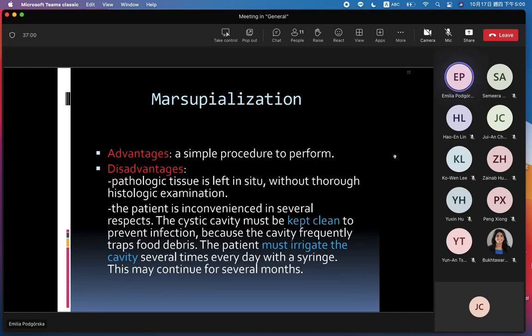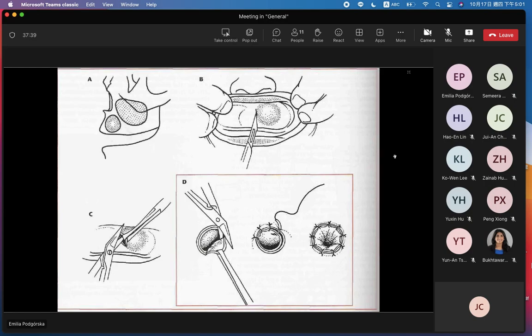It is a simple procedure to perform, but it has some disadvantages, like pathological tissue is left in situ without thorough histological examination. The patient is inconvenienced in several respects. The cystic cavity must be kept clean to prevent infections because the cavity frequently traps food debris. The patient must irrigate the cavity several times every day with a syringe. This may continue for several months. And another schematic view of marsupialization.